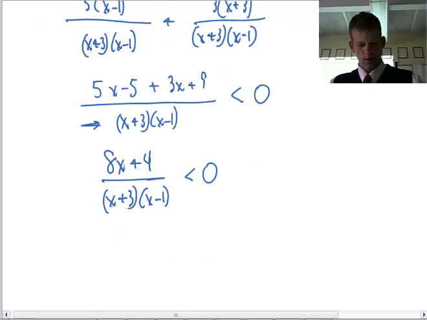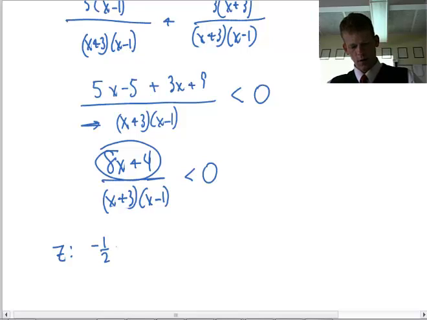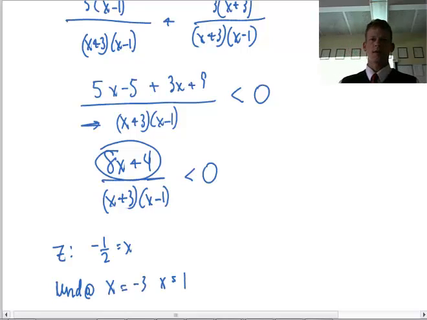So again, I go through the same routine as before. I am going to solve for the zeros. So when I set the numerator equal to 0, -1/2 will be my 0, and the undefined values, it's undefined at x equals -3 and x equals 1, because that's what makes the denominator 0.